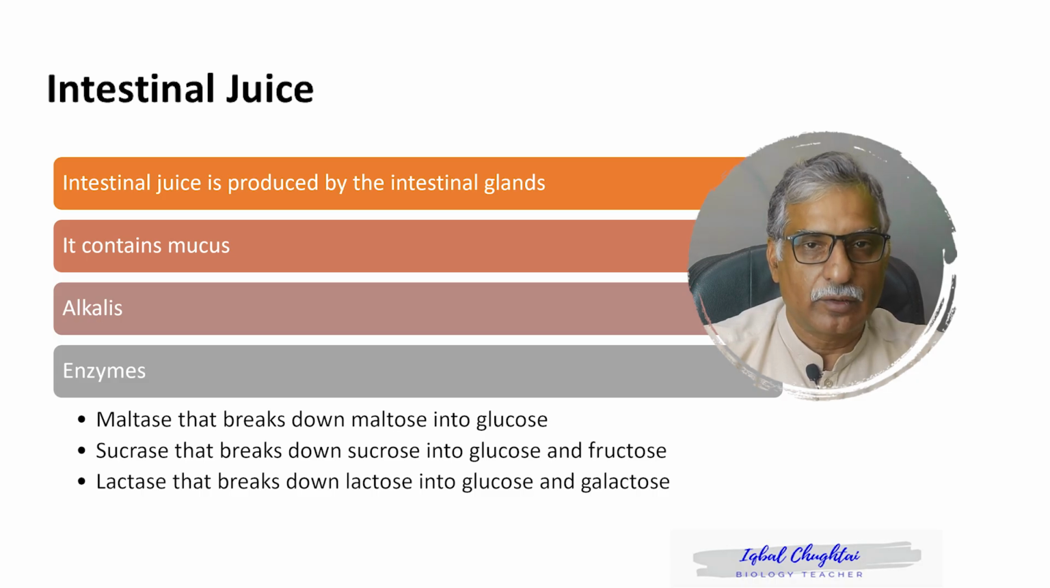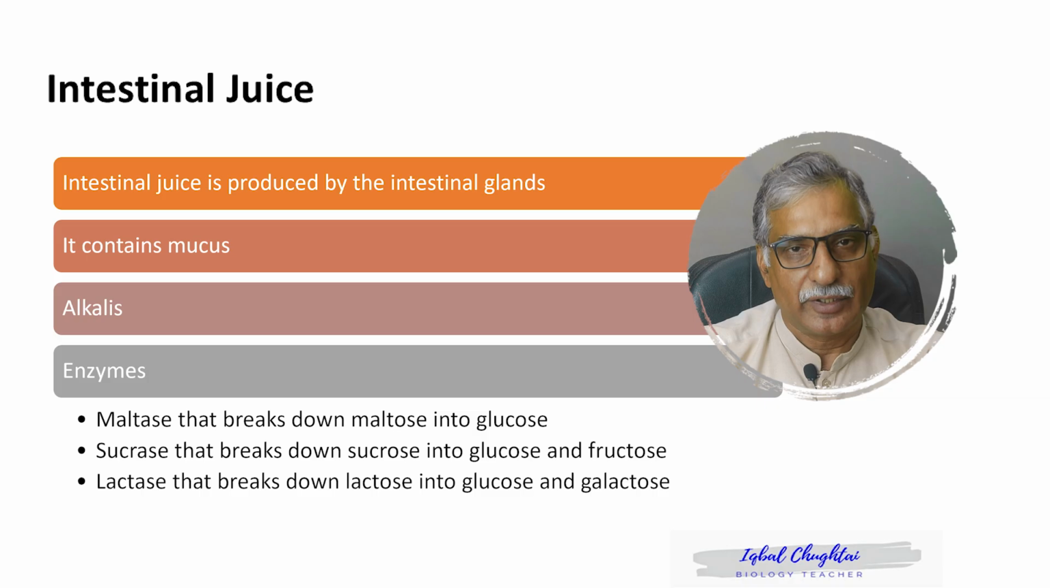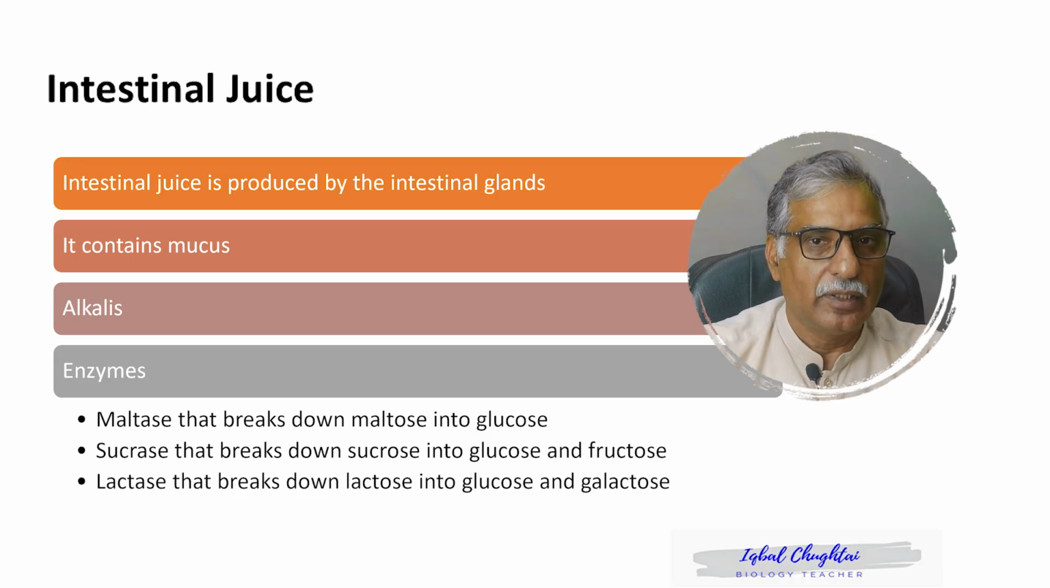Remember one thing, lactose, maltose and sucrose are disaccharides and these are not absorbed into the cells. So they are to be broken down into their simpler monosaccharide units, and that is done by the intestinal enzymes that I have named earlier.